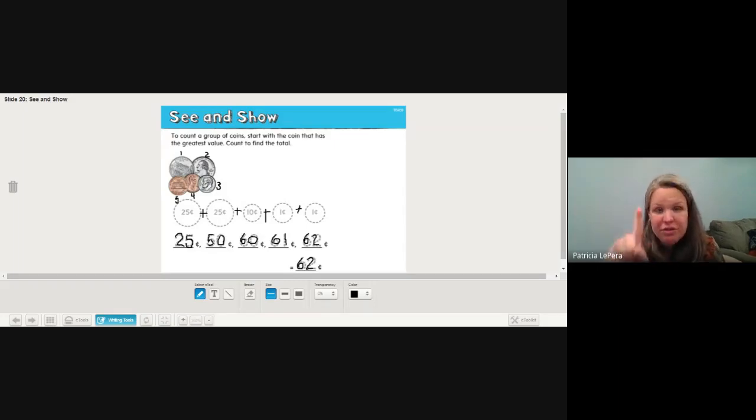Okay, so the first step that we're going to do today is number the coins in the same order that we're going to add them from the greatest value down to the least. Okay, so all I did was just little numbers, 1, 2, 3, 4, 5. After that, I'm ready to add, and that will help you keep track of what coins you've added already. All right, so I'll go ahead and erase this, and we'll try another example.